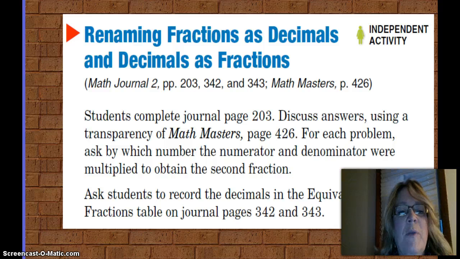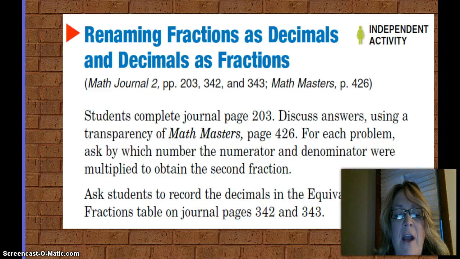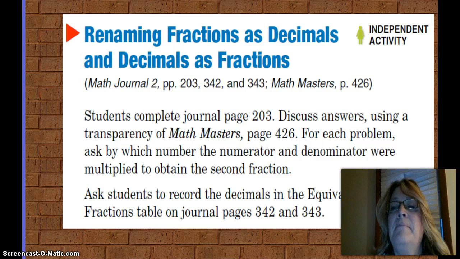So in Math Journals pages 203, 342, and 343, you need to complete and discuss using Math Masters page 426. For each problem, you need to ask which number the numerator and the denominator were multiplied by to obtain the second fraction. And then do 342 and 343 in your math journal and correct them.